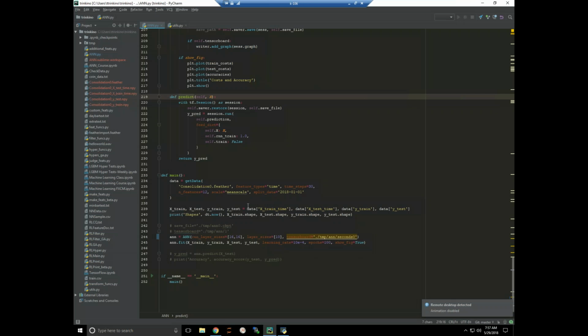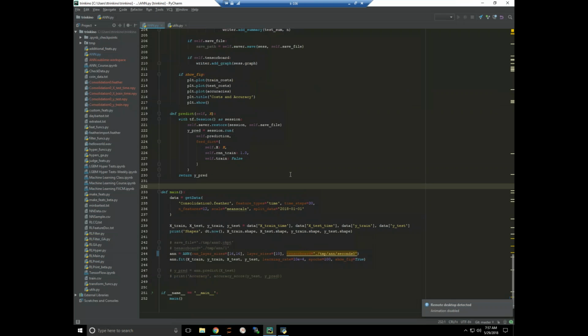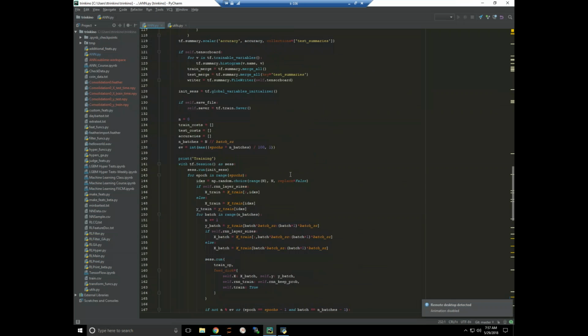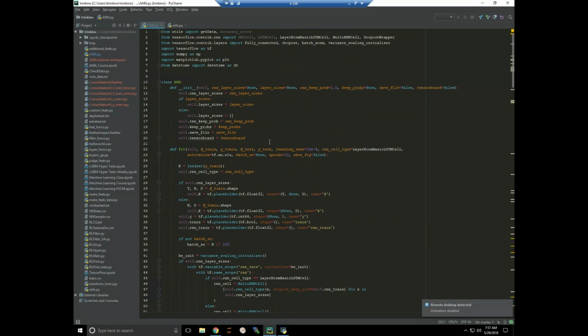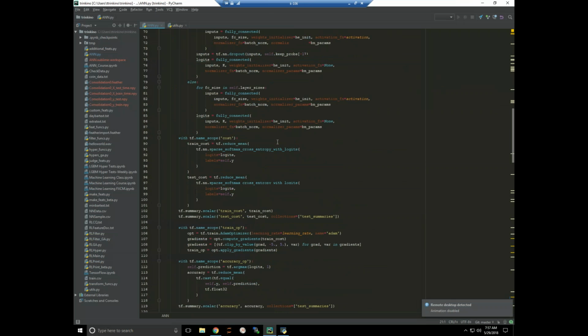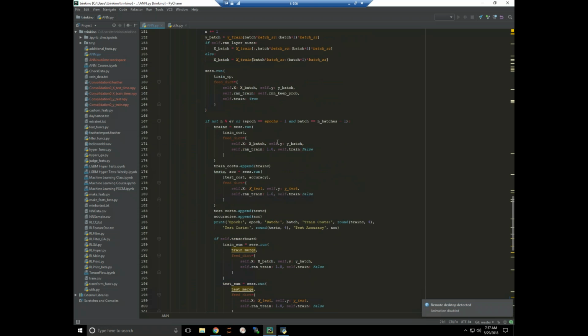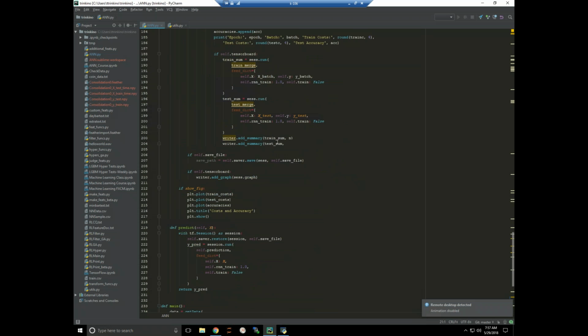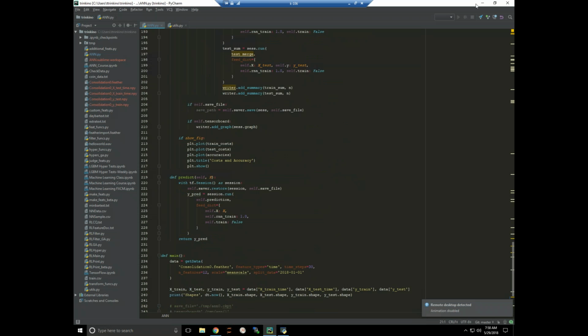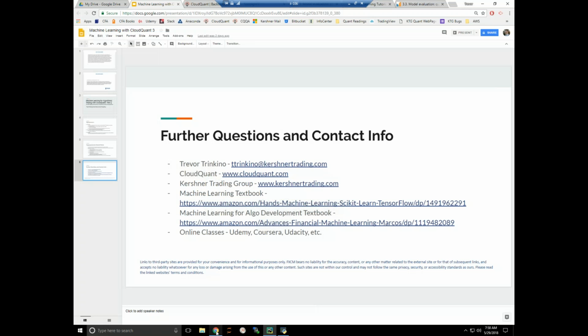If you would like to get a copy of this code for the neural net, I am happy to send it to you. I don't know if it's going to make a whole lot of sense, or if you will be able to jump into using it immediately if you don't have some experience with TensorFlow. But in this first textbook, the entire second part is all about TensorFlow and how to build neural networks.